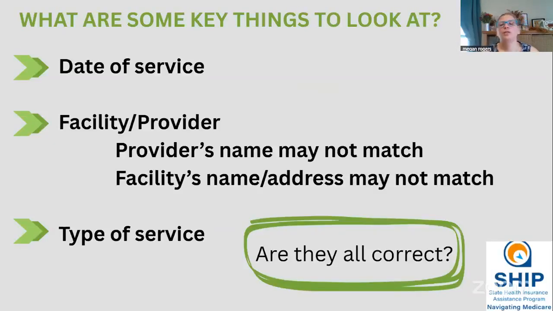All right, so let's talk about some key things to look at on these Medicare summary and explanation of benefits. You want to take note of the date of service. If it says July 5th, did you actually go on July 5th? Was that the accurate date? Facility and provider. Did you go to that doctor or facility? Did you go there on the date listed?